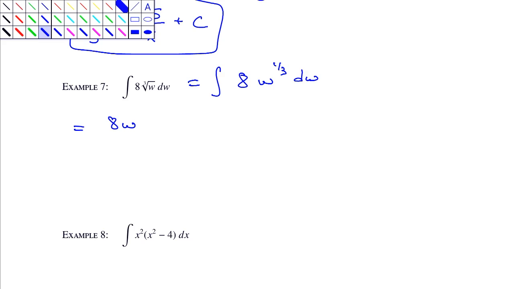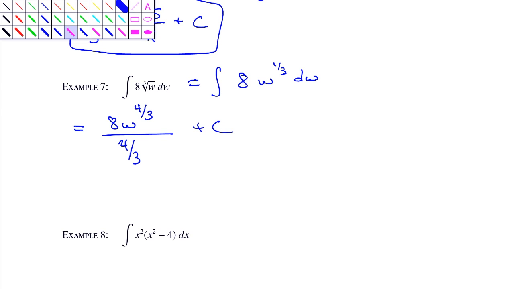4/3. What's the shortcut for doing that? Add the numbers together. 3 plus 1 is 4. That creates the new numerator. Retain the denominator. Divide by this new fraction. Plus c. Now we must clear denominators.